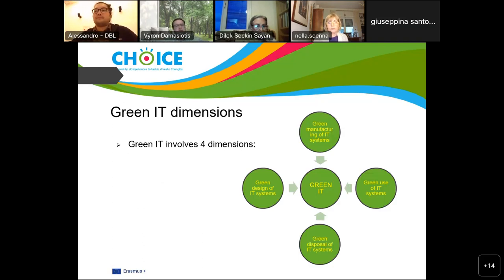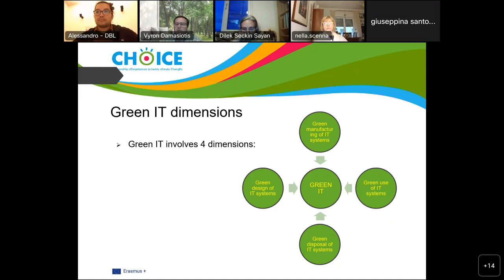As you can see here, there are four dimensions of Green IT. The first one is green design of IT systems: how we design systems that are environmentally friendly, consume less energy, are easier to recycle, and things like that. The second dimension is green manufacturing of IT systems. This is about creating IT devices that are easy to recycle, that are made from recycled parts, and that use sustainable procedures during the manufacturing process.